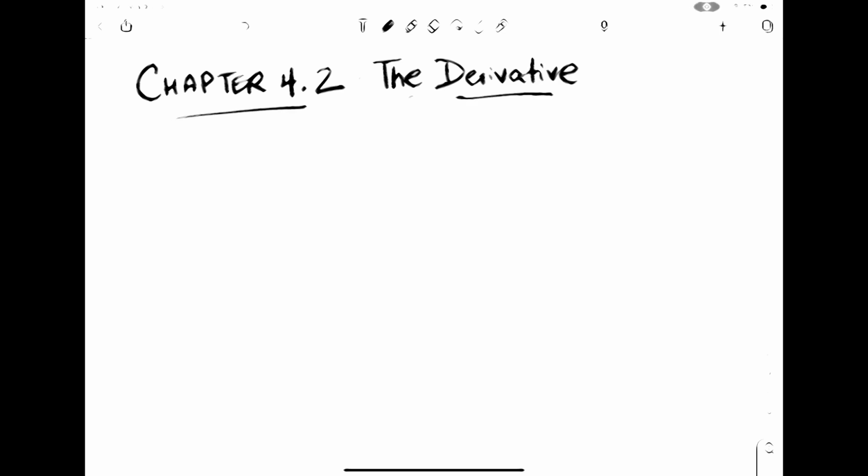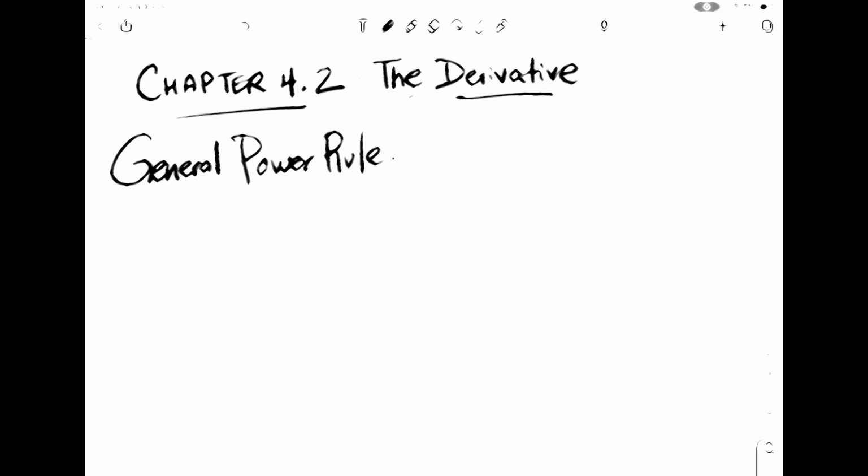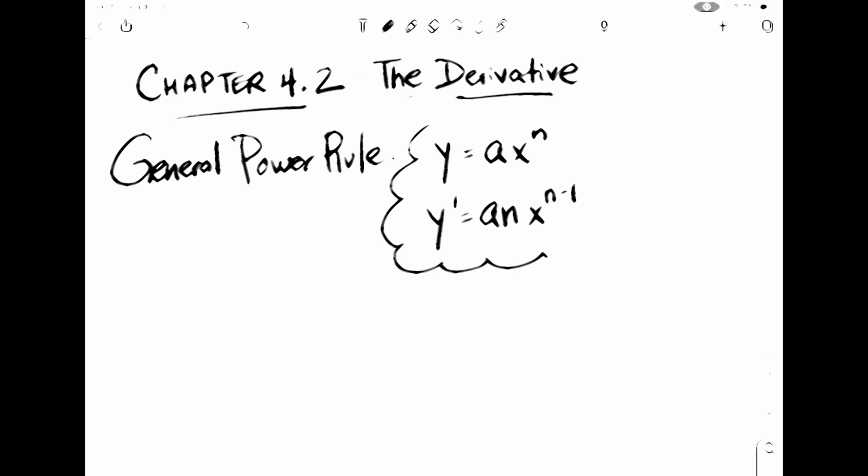When we get into chapter 4.2, we learn what's called the general power rule. Who likes to find the derivative by first principles using that difference quotient? Nobody. So here's our general power rule. If y equals ax to the n, and you see this many different ways, but I'm conveying it correctly here, y prime equals anx to the n minus 1. So what is this? It's a time saver.